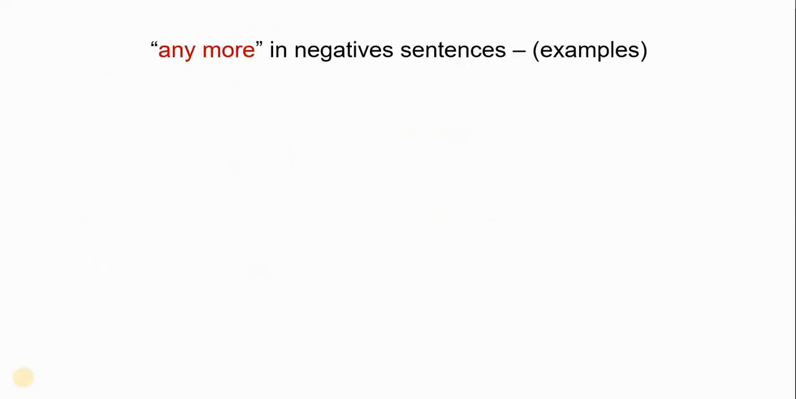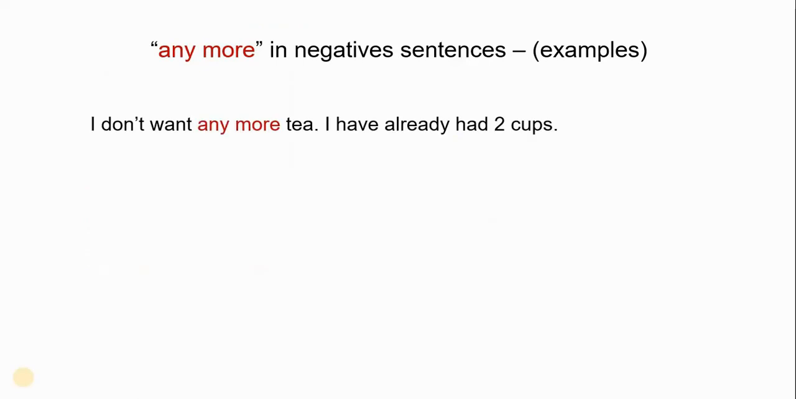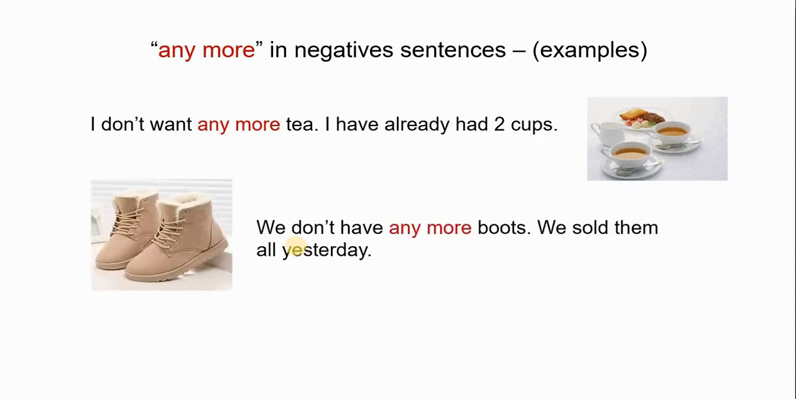Alright? Any more in negative sentence examples? I don't want any more tea. I have already had 2 cups. Alright? So this is a negative sentence. I don't want even one more cup of tea. I already had 2 cups. We don't have any more boots. We sold them all yesterday. Alright?